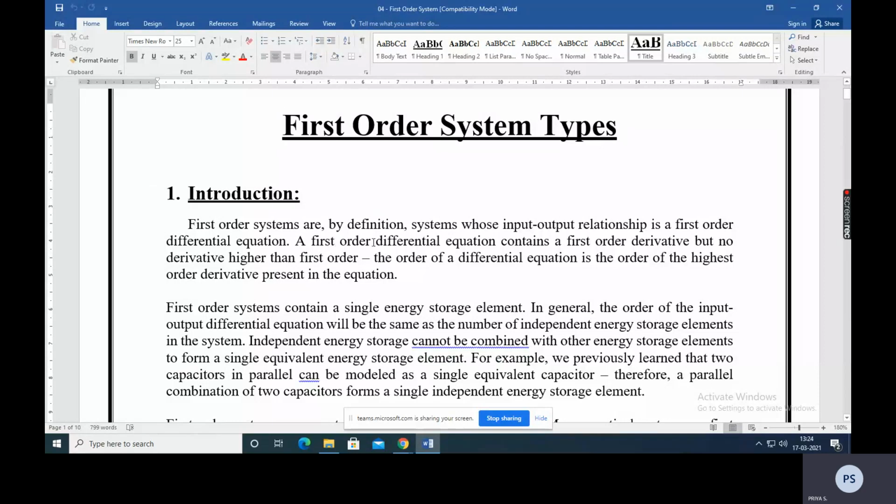First of all, we should know what is meant by a first order system. Generally, first order systems are defined as systems whose input output relationship is a first order differential equation. If an electrical system is given, you write the governing equation for that circuit using Kirchhoff's voltage law. When you take the Laplace transform, you get the transfer function, which is the Laplace transform of output divided by Laplace transform of input, subject to initial conditions being 0.